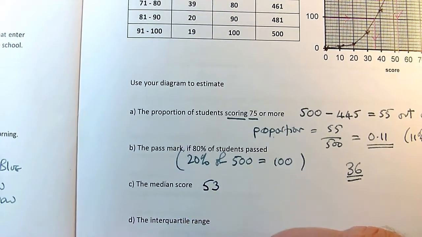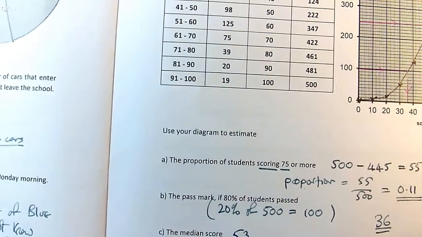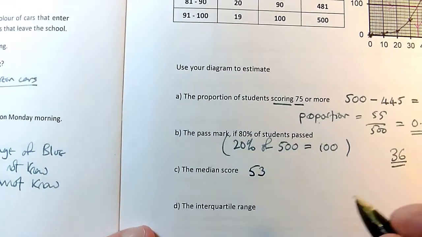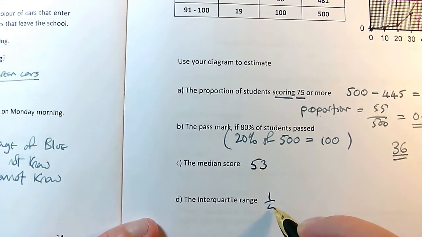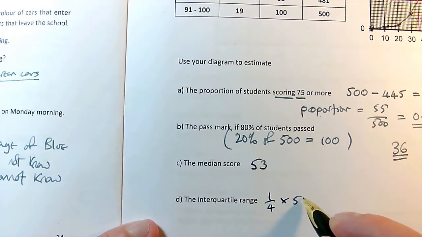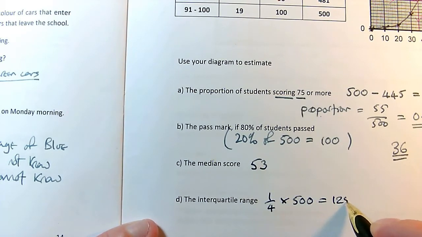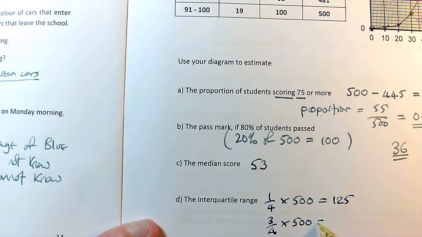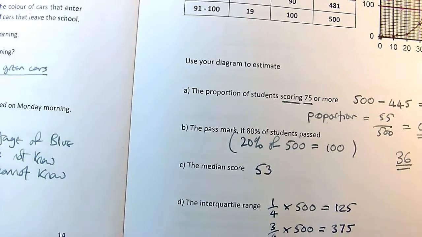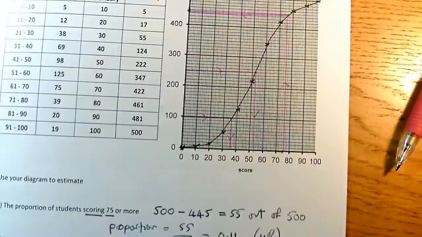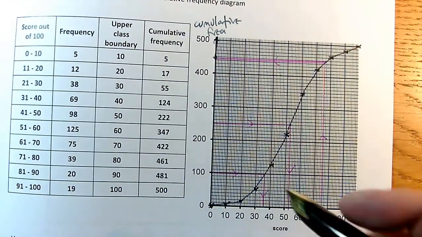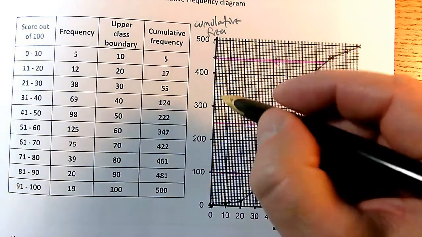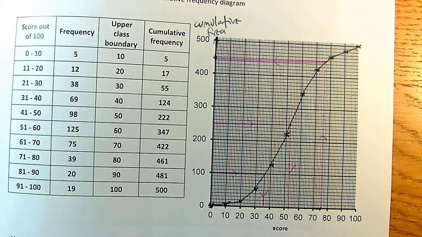And then the last thing I need is the interquartile range. So I need to do a slight calculation. I need to think about a quarter of the way up the 500 people. Well, a quarter of 500 is 125, and 3/4 of the 500 people is 375. So those are the positions that I need to start from on the cumulative frequency scale in order to find my quartiles. So 125 is going to be here, and 375 is going to be there. We draw the lines on.